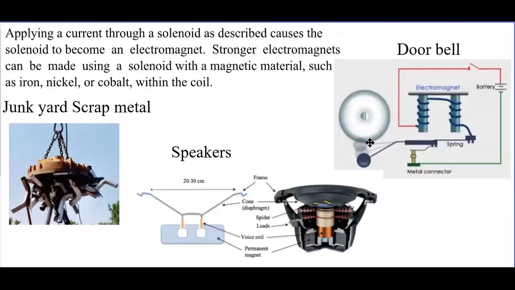Where you see everyday solenoids and electromagnetism is, again, your doorbell, but where you probably mostly deal with this is your speakers. All of your speakers have solenoids, and current passes through those solenoids based on the frequency of your music. That creates electric impulses, which of course controls a magnet.